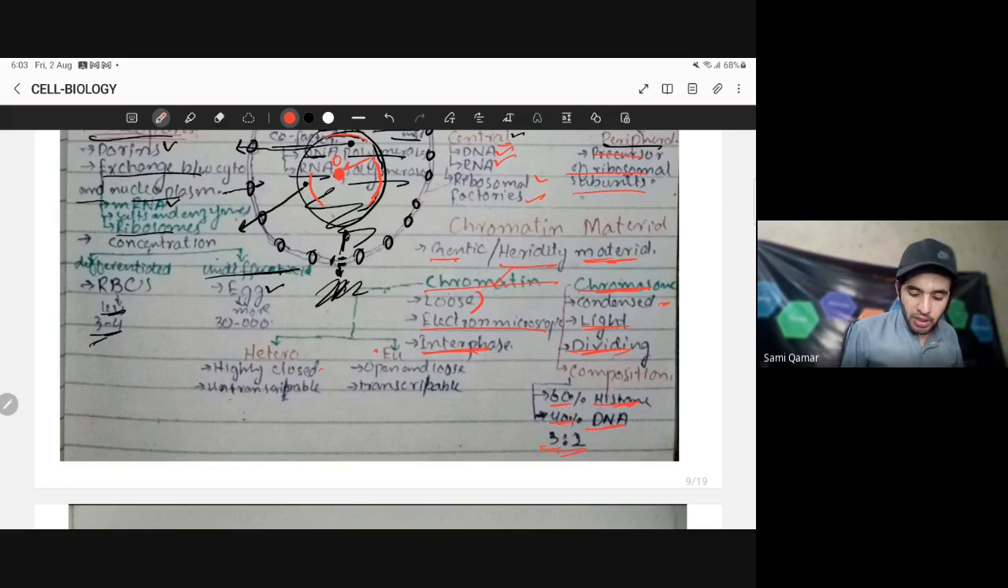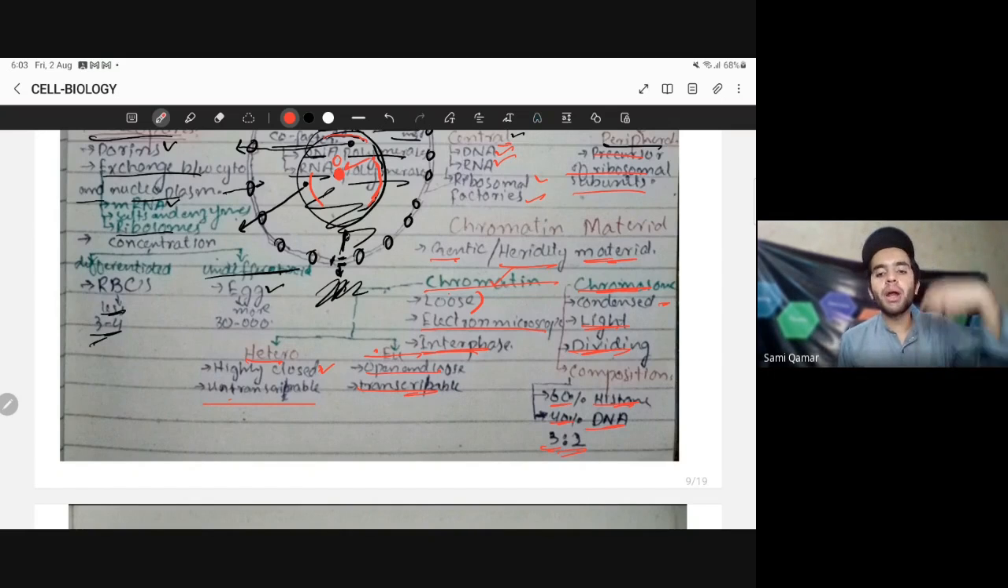Important thing: chromatin has two regions, heterochromatin and euchromatin. Heterochromatin is a highly closed region and it is untranscribable, no coding and decoding. No messenger RNA can form from the heterochromatin region. Euchromatin is an open and loose region, and from here it can be transcribed, protein synthesis, like messenger RNA forms. This is known as transcription. We will study it in molecular genetics.